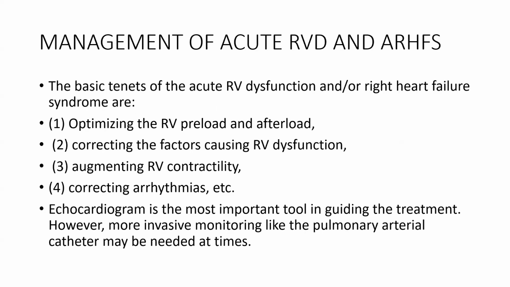Now about management of acute RV dysfunction and acute right heart failure syndrome. The basic tenets of management of acute RV dysfunction and the right heart failure syndrome are optimizing the RV preload and afterload, correcting the factors causing RV dysfunction, augmenting RV contractility, and correcting arrhythmia. Echocardiogram is the most important tool in guiding treatment. However, more invasive monitoring like a pulmonary arterial catheter may be needed at times.